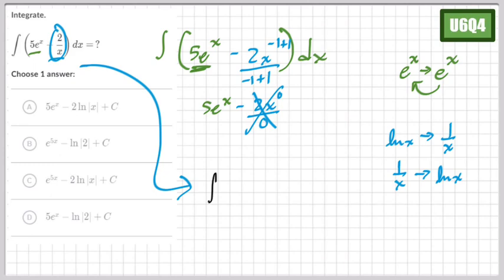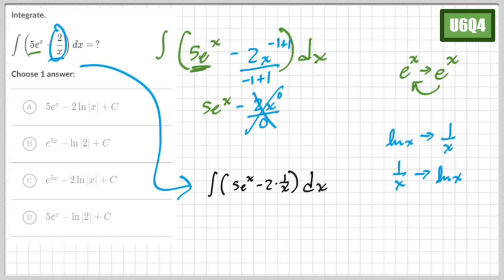The integral of 5e to the x, and then I'm going to say minus 2 times 1 over x. Or you just go 1 over x. So you see that 1 over x? You guys know what the antiderivative of 1 over x is, right? I hope so. We just did it right over here.